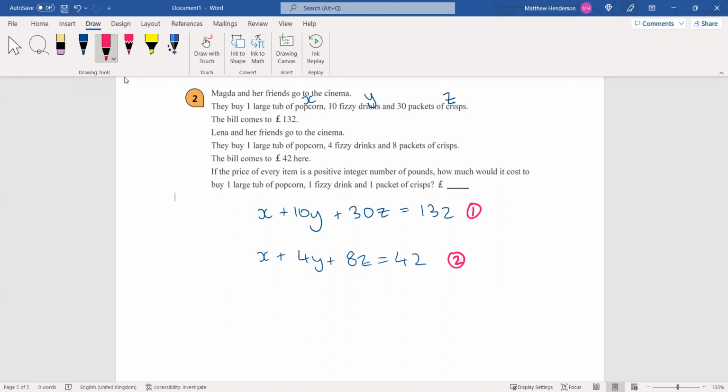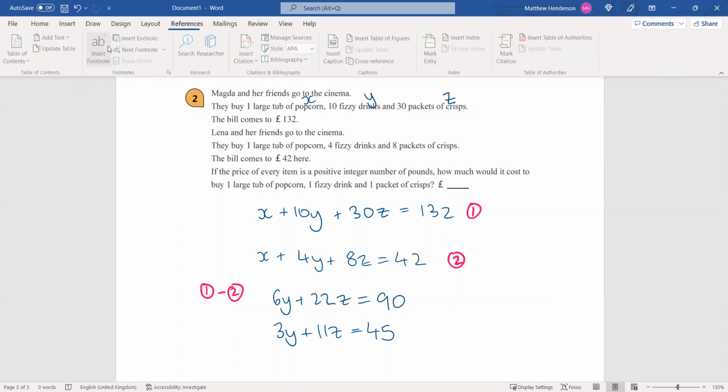Now, clearly, the first equation has the bigger number of terms, so let's do 1 minus 2, giving us our third equation. The X minus X makes 0. We're left with 6Y, 22Z, and that's equal to £90 in total. Now, these numbers are all even, so we can simplify by dividing by 2, and we get 3Y plus 11Z equals 45, which is our indeterminate equation that we can now solve.